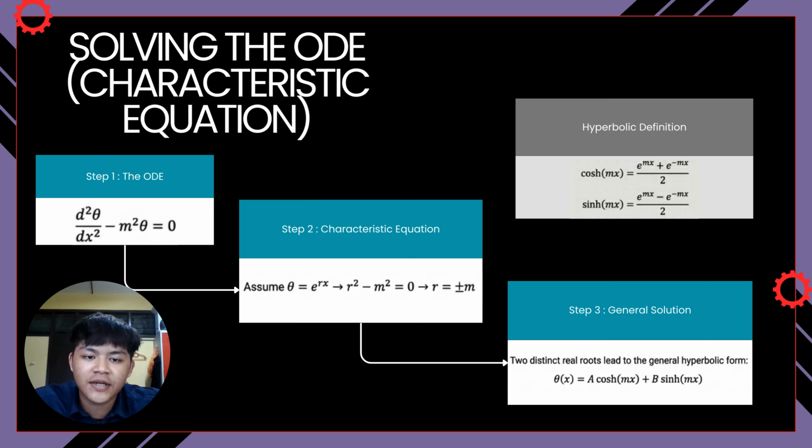So the final solution that we got is theta of x equals A cosh mx plus B sinh mx. A and B are still unknown. We will find those next from the boundary conditions.